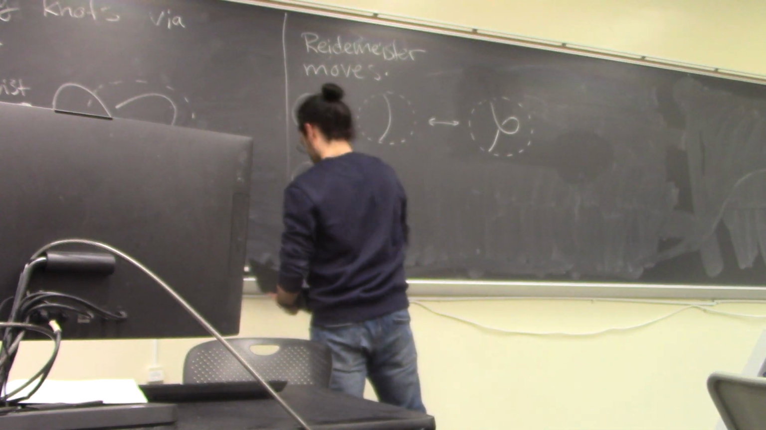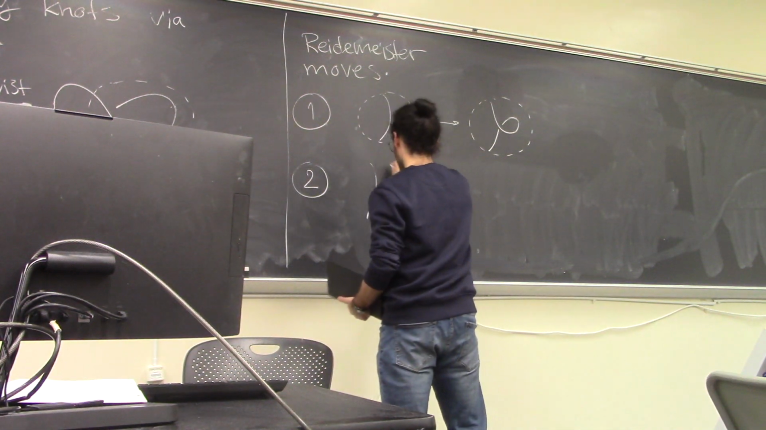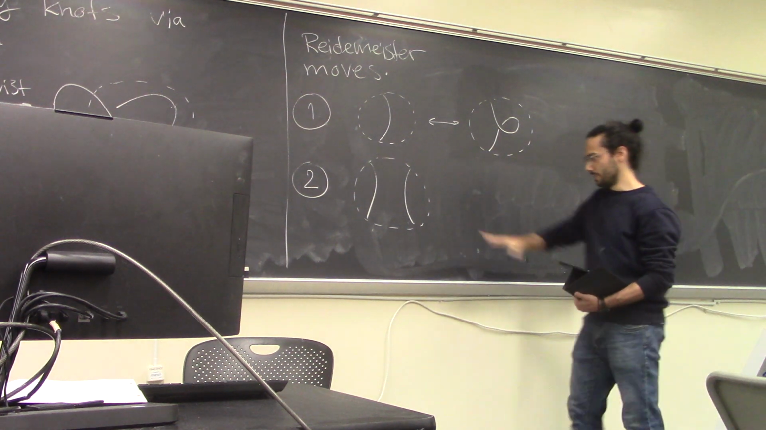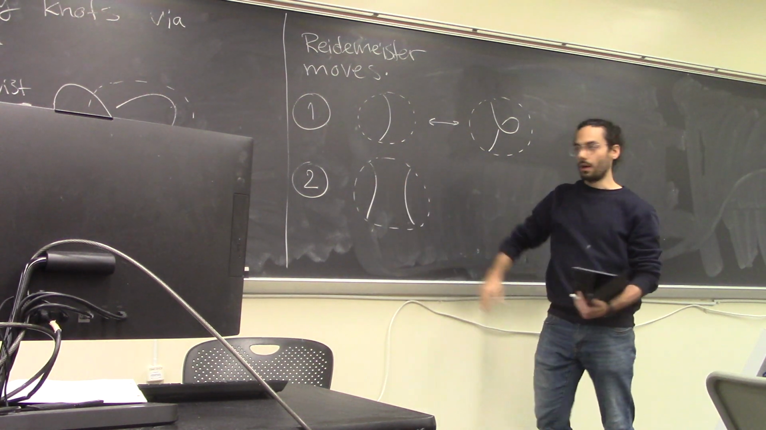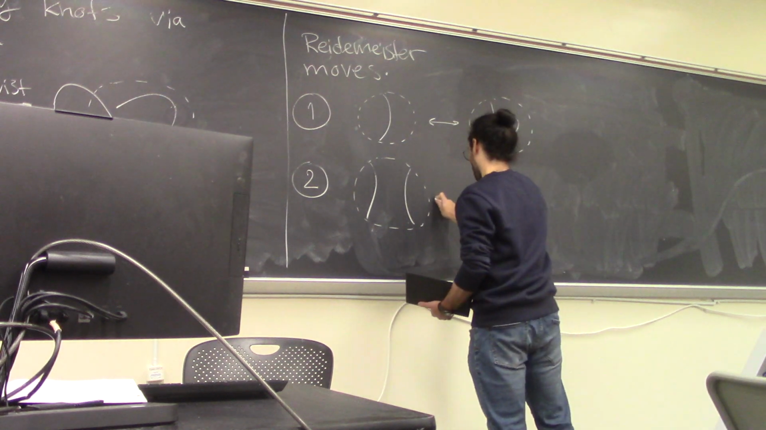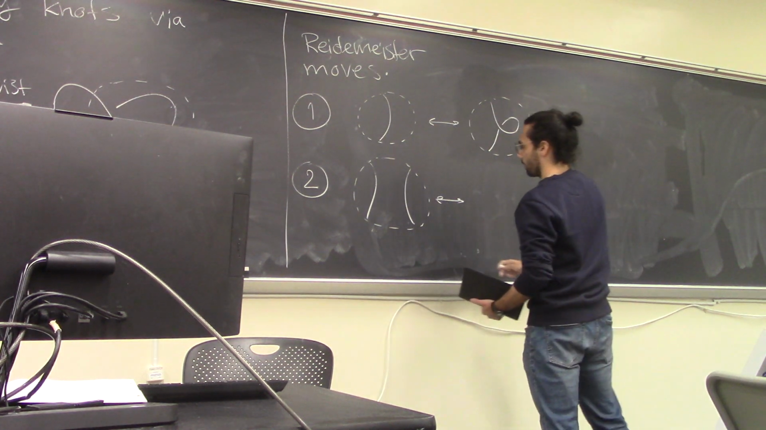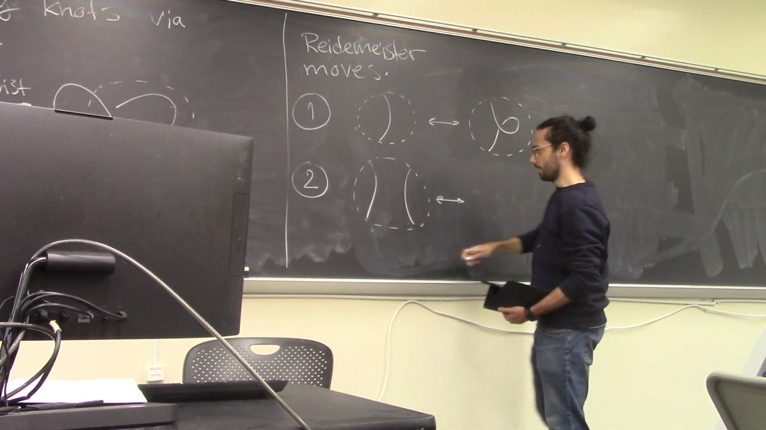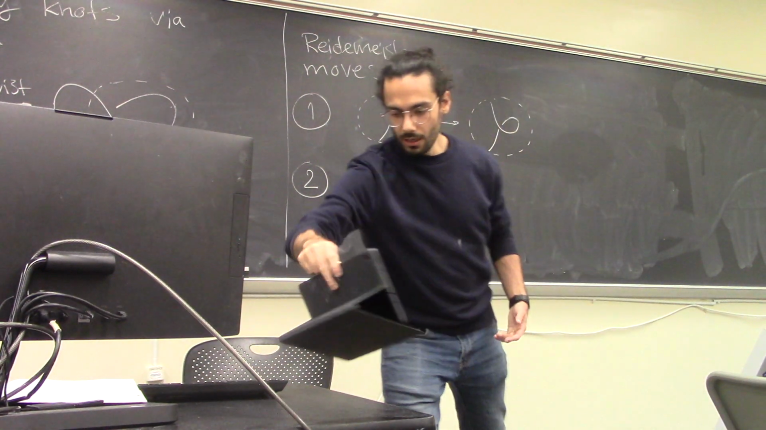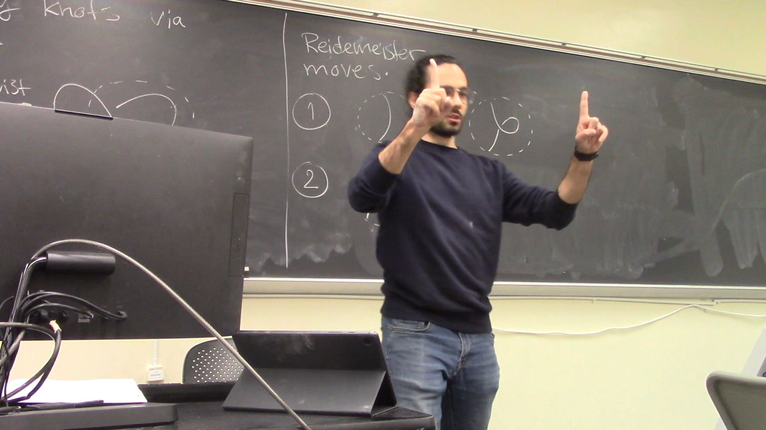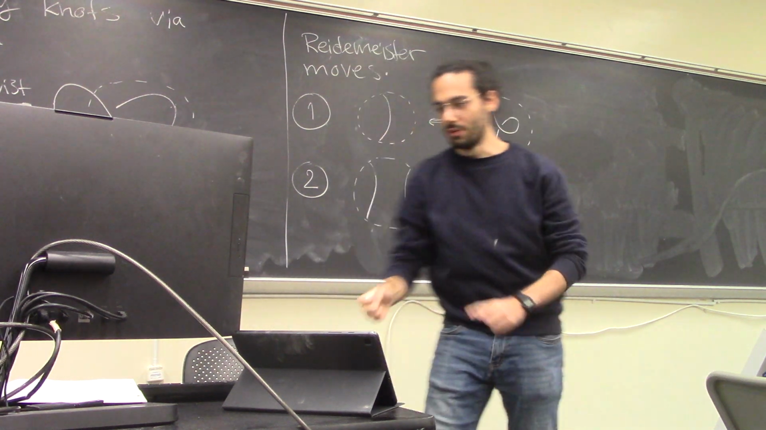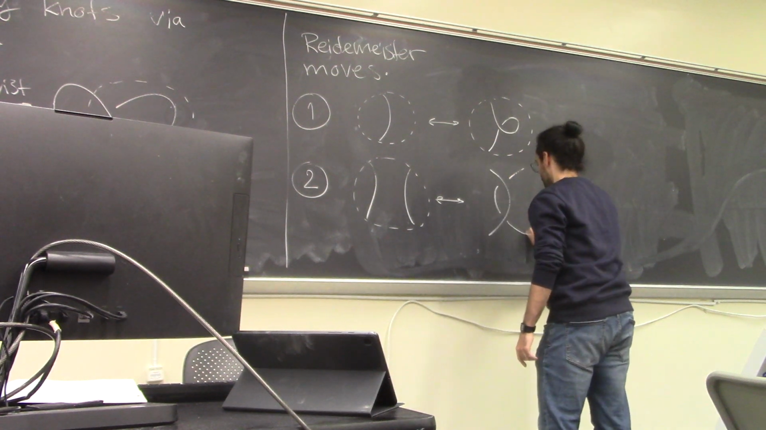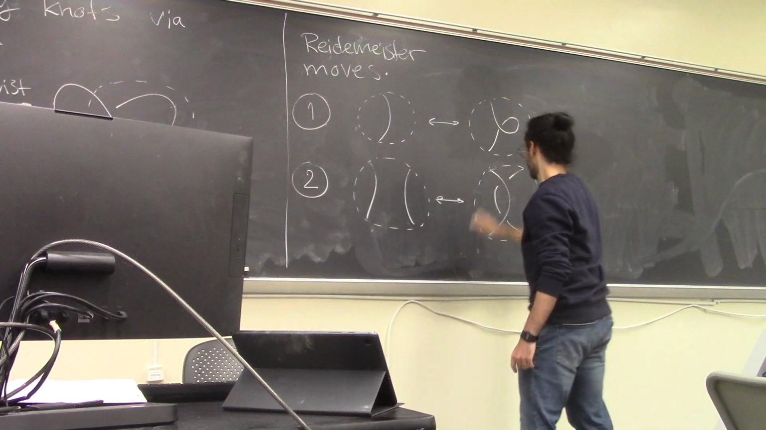The second move involves 2 strands. So again, it's the same as before. I've zoomed in on a particular part of my knot diagram. And what I can do is take one strand and move it over the other one without them crossing. I'm literally doing this. Okay, I'm moving one strand behind the other, and so the resulting diagram looks like this.